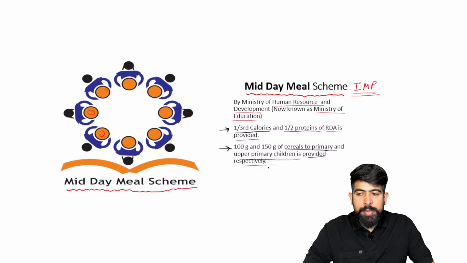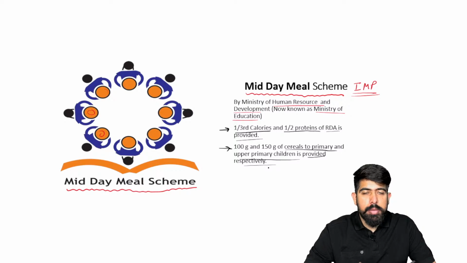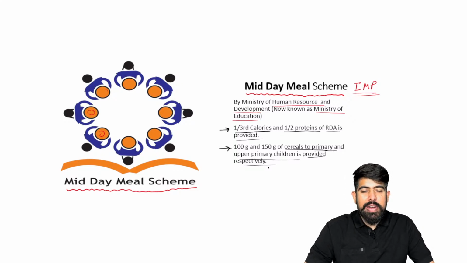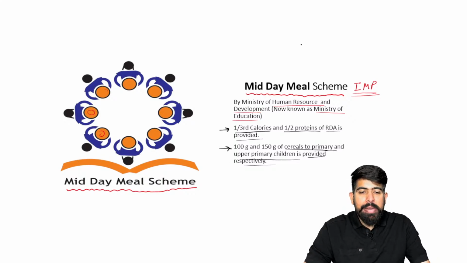So what do you mean by midday meal? Yes, for school going children, in the break of the school, they are provided one third of the calories and one half of the proteins. So 100 to 150 grams of cereals are provided to the primary and upper primary children respectively, only for nourishment, nutrition only, right? So this is your midday meal scheme.